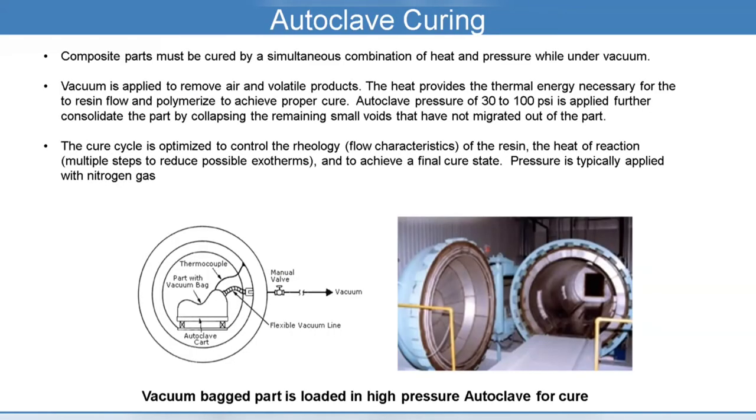So composite parts must be cured by a simultaneous combination of heat and pressure while under vacuum. So you definitely want to apply heat and pressure under vacuum. And the vacuum is applied to remove air and volatile products, while the heat provides the thermal energy necessary for the resin to flow and polymerize to achieve proper cure. Autoclave pressure of 3200 PSI is typically applied. So that oven right here is applying pressure to further consolidate the part. And what you're trying to do is collapse the remaining small voids that have not migrated out of that part.